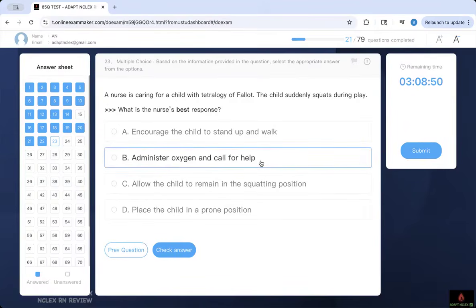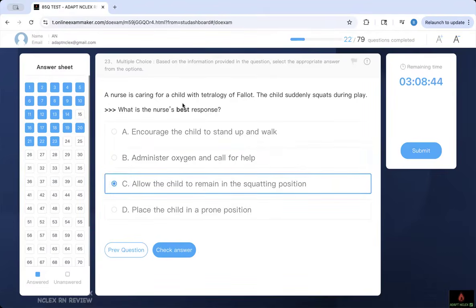Give him the oxygen. It's okay to call for help, but the best thing to do is prioritization. The word said best. Don't pick number 2. I know a lot of people will pick 2 because it's giving oxygen and calling for help. But the question said best prioritization. Go with the concept of tetralogy of Fallot, and that is what? Prevention is number 1.